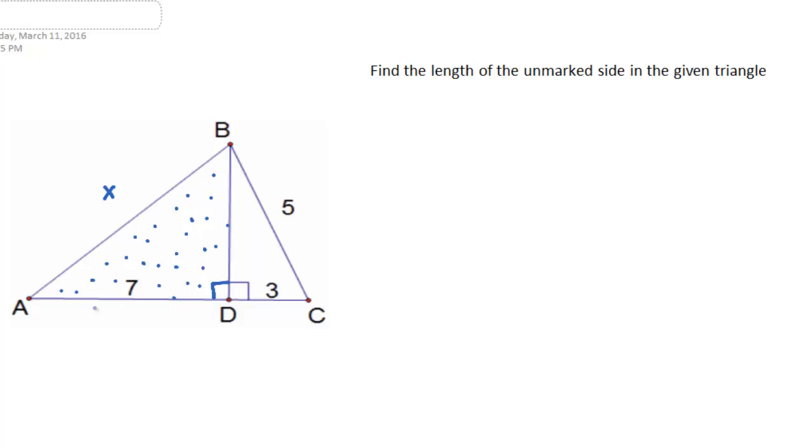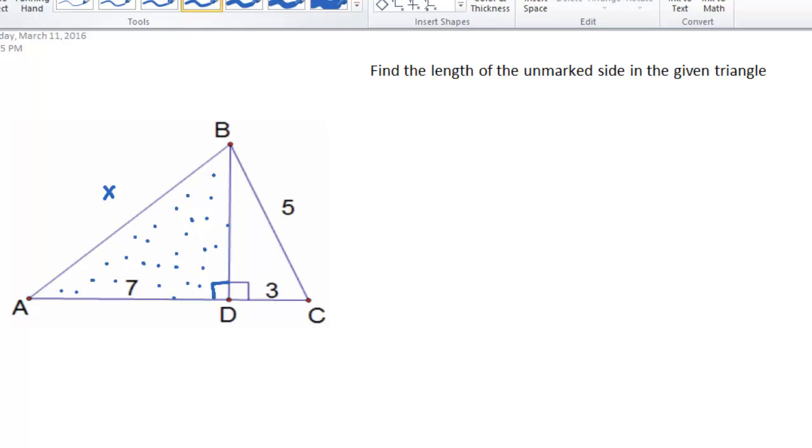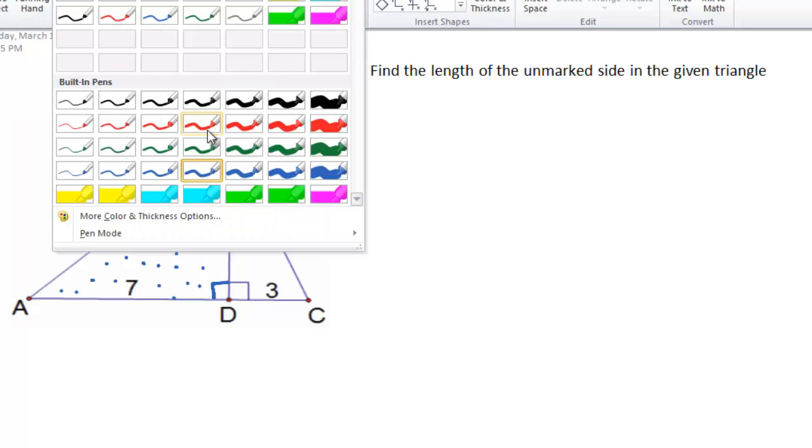Leg 1, AD, is known. The hypotenuse is unknown, and BD, which is leg 2, is unknown. Two unknowns, it's difficult for me to find it. So I have to find another way. In this case, I need to check if there is something to help me.